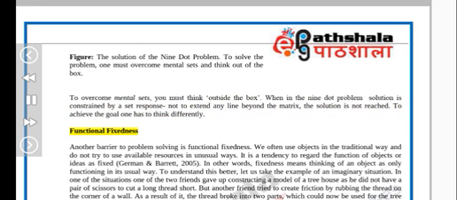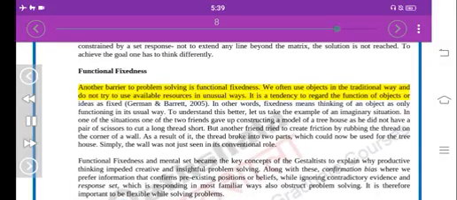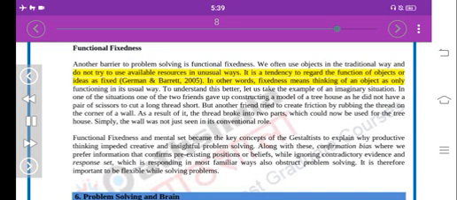Functional fixedness. Another barrier to problem solving is functional fixedness. We often use objects in the traditional way and do not try to use available resources in unusual ways. It is a tendency to regard the function of objects or ideas as fixed. German and Barrett, 2005. In other words, fixedness means thinking of an object as only functioning in its usual way.